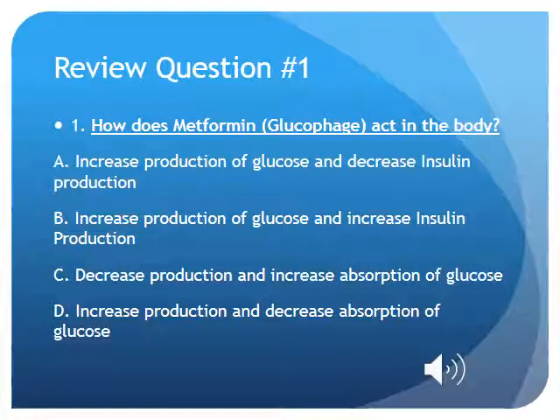Now we're going to do a few review questions. For review question number 1, the question is, how does metformin act in the body? A, increases production of glucose and decreases insulin production. B, increases production of glucose and increases insulin production. C, decreases production and increases absorption of glucose. Or D, increases production and decreases absorption of glucose.